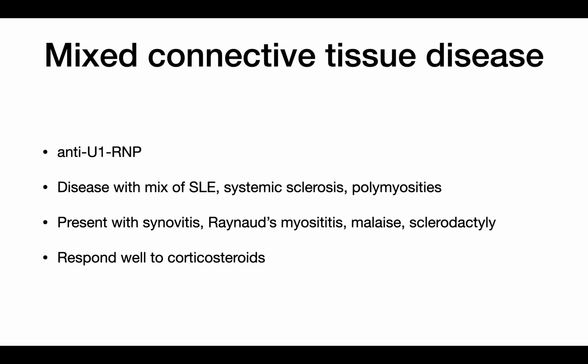Mixed connective tissue disease is going to be characterized by anti-U1RNP in the labs, and it's a mix of SLE, systemic sclerosis, and polymyositis, and you present with a mix of all of these syndromes. So synovitis, Raynaud's phenomenon, malaise, sclerodactyly. However, this does respond pretty well to treatment.